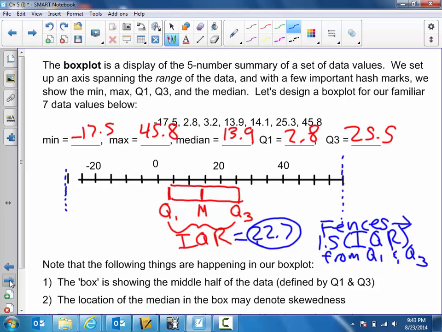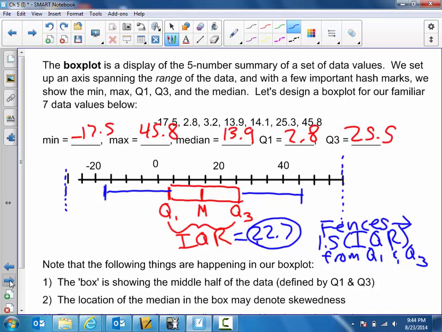Well, now we look at the data. We've got a minimum data value of negative 17.5. That is within quartile 1 and the lowest fence. So we're going to make that into a whisker here. It's halfway between negative 15 and negative 20. So there's your bottom whisker. Now for the top whisker, we see that the max of the data values is 45.8, just barely past this 45 right over here. There's your topmost whisker.